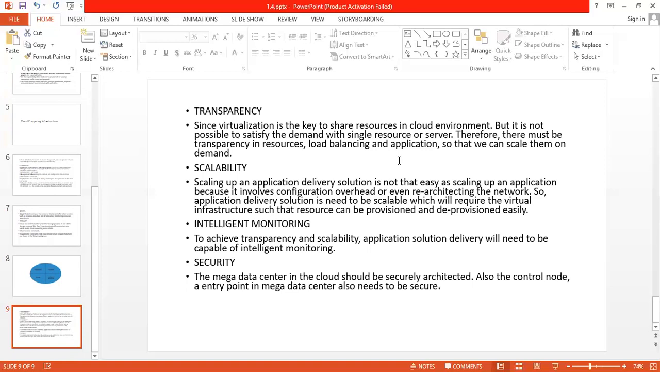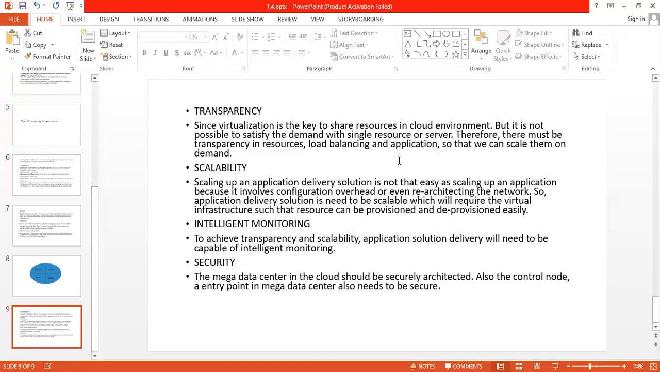When we consider virtualization, we are treating one machine as many machines. So it is also possible that at the same time many machines are requesting the same resource. So there must be transparency in resources. If one resource is utilized by one machine, then it is shown to all others so that they cannot request the same resource, and after completion of one's execution, it will be provided to another.